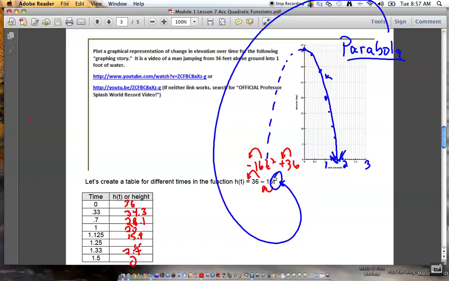Okay, so we finished up basically yesterday. Now tomorrow, we'll actually start using our graphing calculator to graph this.